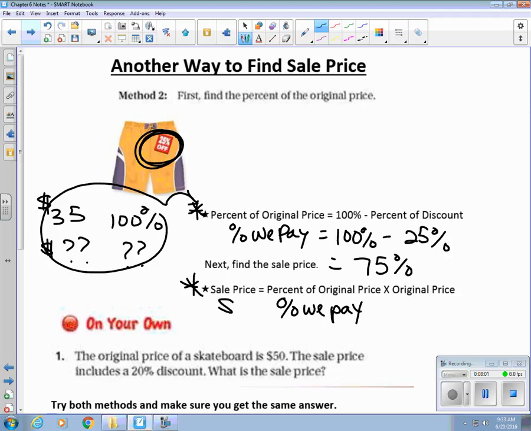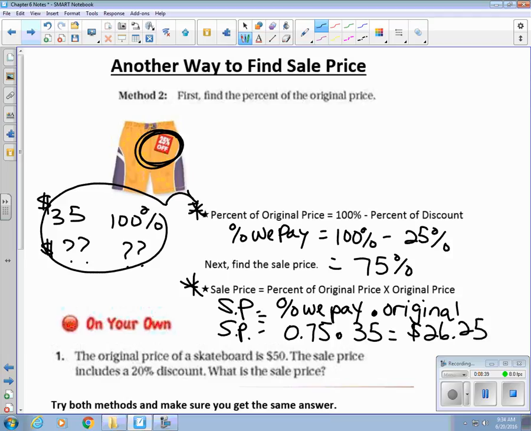All right, so the sale price is equal to the percent we pay times the original. All right, that's the equation I like to use. The percent we pay times the original. So the sale price will be equal to the percent we pay, which is 75%, but again, we can't write it as a percent, we have to write it as a decimal. So 0.75 times the original, which was 35. So let's go ahead and do that in our calculator. 0.75 times 35 is equal to $26.25, which is what we got the first time.